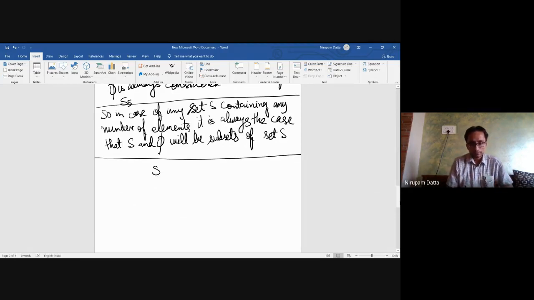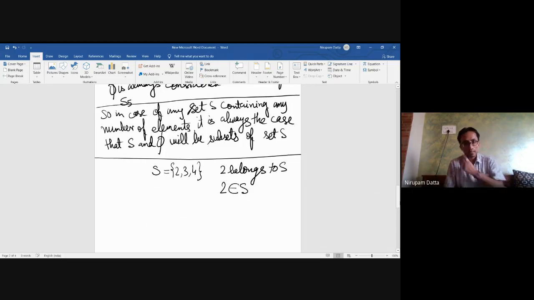Let us consider a set S = {2, 3, 4}. Here we see that 2 belongs to S. So how do we represent this? We represent this as 2 using this Greek sign, epsilon, S. 2 belongs to S.